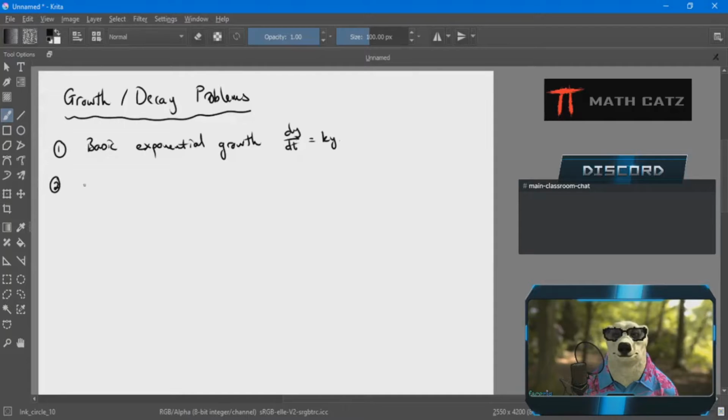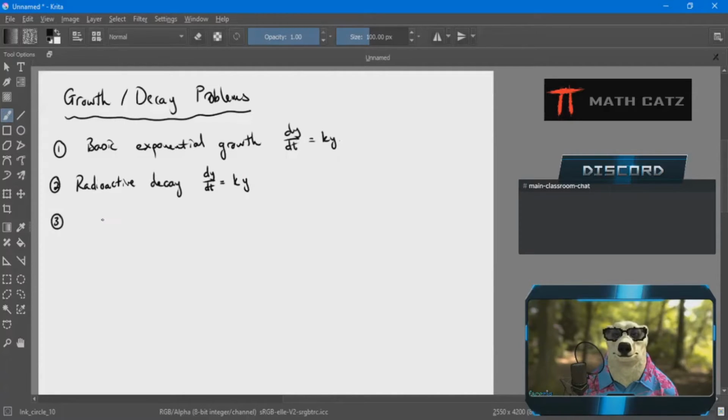Secondly, we flip that around to radioactive decay that had the same differential equation, but we now had a decay constant being negative, but the decay rate, the rate of change, is still proportional to how much of the substance of the material is left.